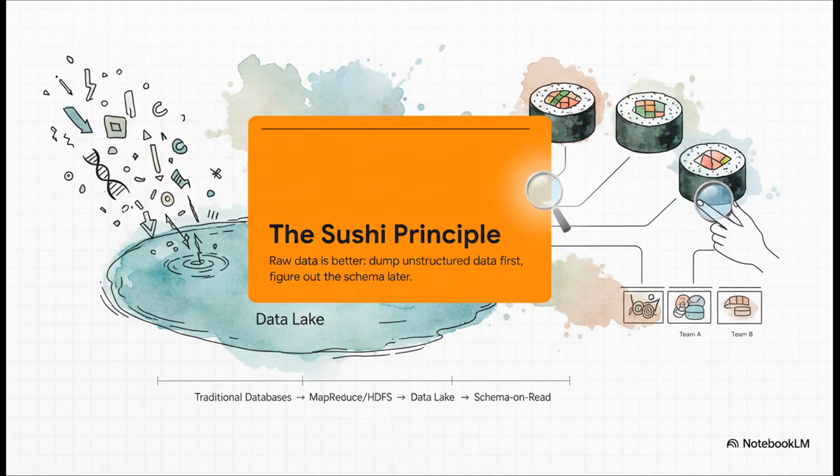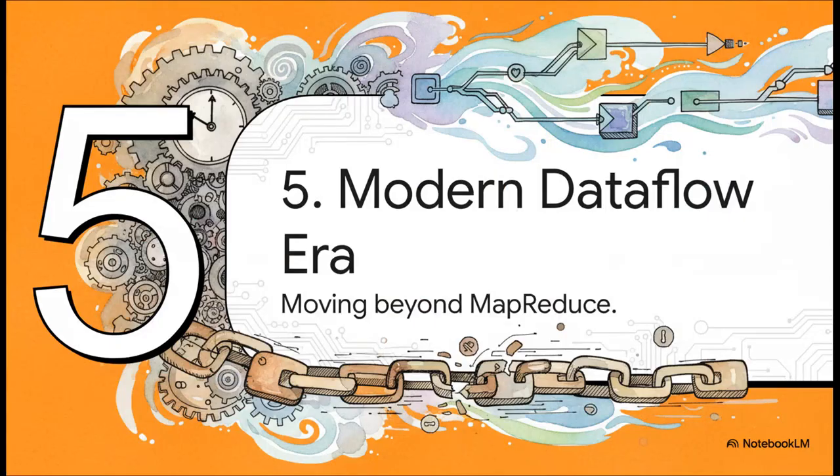In traditional databases, you have to carefully design a schema up front before you can load any data at all. It's a huge bottleneck. But with MapReduce and distributed file systems, we saw the rise of the data lake. Companies realized they could indiscriminately dump massive amounts of unstructured, raw data into a cluster first and figure out what it all means later. This is what we call schema on read. It's great because it allows completely different teams to interpret the exact same raw data in totally different ways, depending on their unique needs.